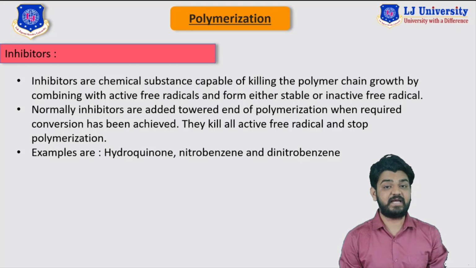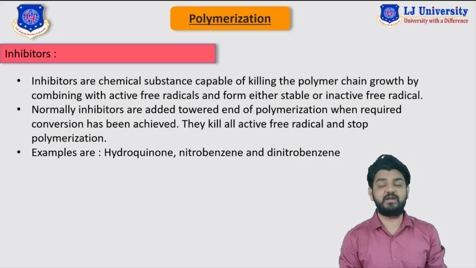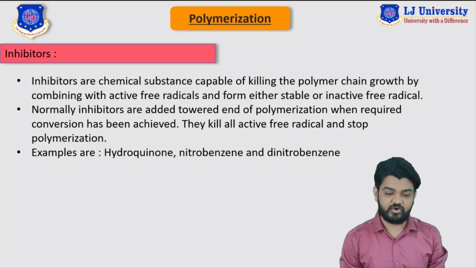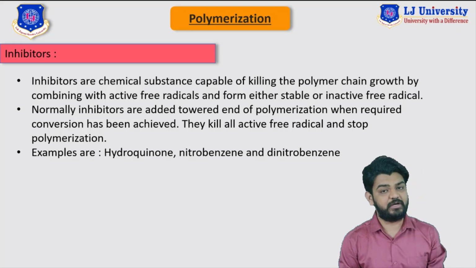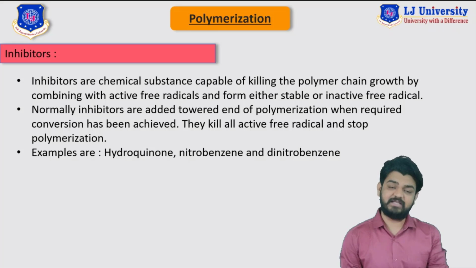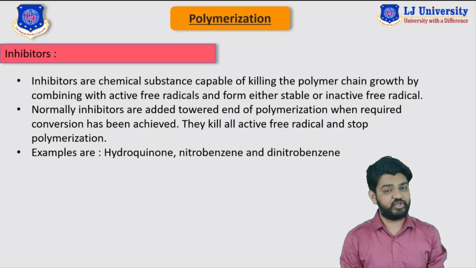So this inhibitor combines with all the free radicals present in the polymerization chain and stops the polymerization process. Normally, inhibitors are added towards the end of the polymerization process so that we can stop it when the required conversion or yield is achieved. They kill all the free radicals and stop the polymerization process. Here are some examples of inhibitors such as hydroquinone, nitrobenzene and dinitrobenzene. These are some compounds that are used to stop or arrest the polymerization process.